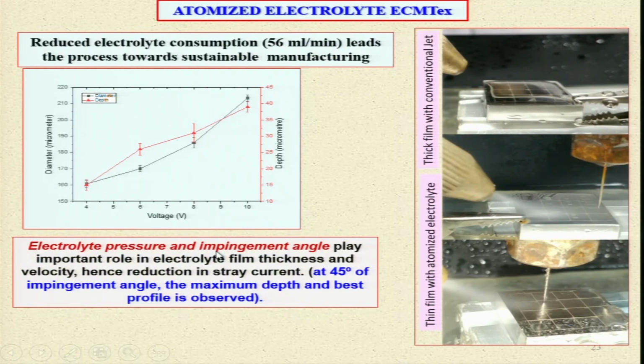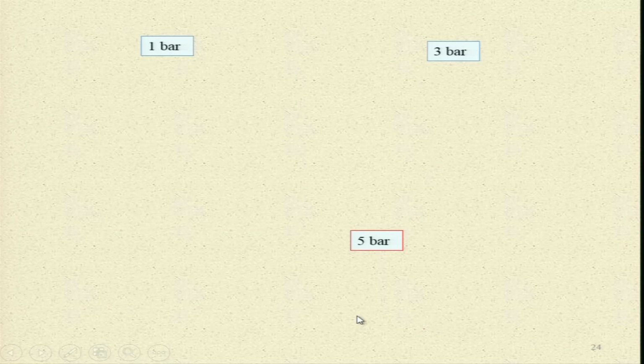Electrolyte pressure and impingement angle play an important role in electrolyte film thickness and velocity. Hence, there is a reduction in stray current, and at 45 degree impingement angle, the maximum depth and best profile is obtained. So, this impingement angle is also important, and one has to be careful while setting the atomized electrolyte jet angle with reference to the workpiece, because at 45 degree you get the best results.